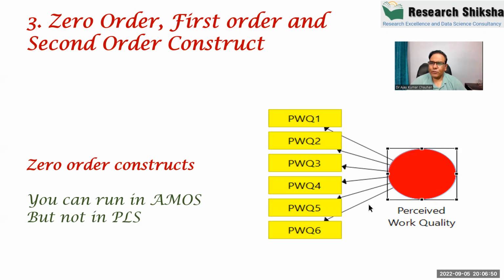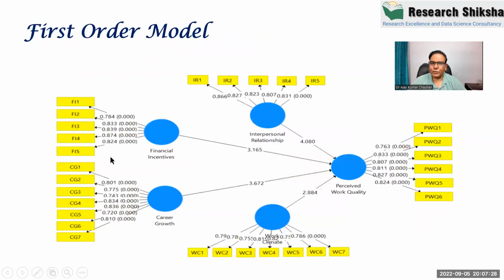Basically, if you are measuring the construct from the items, this construct is known as a zero order construct. So a zero order construct is a single construct which is measured with the help of items. In this case, perceived work quality is measured by 6 statements, so it is considered a zero order construct. Now, in this case, you can see we have 5 zero order constructs.